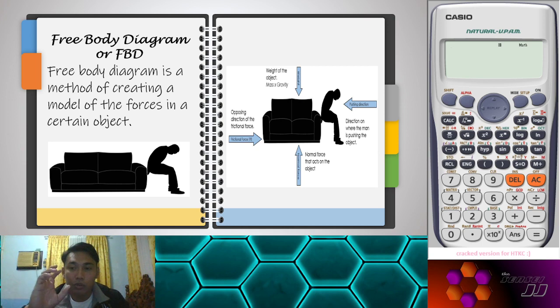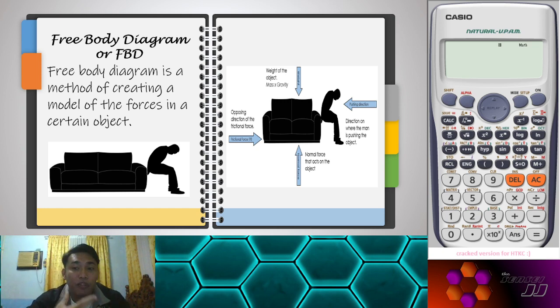The pushing action is what we also call the applied force, so that our sofa will move to the left. And as you can see, guys, we have one force going to the right and another force going upward. The force going to the right is what we call the frictional force. That is opposite of our applied force. If you remember, a while ago, when we talked about the applied force, the opposite of our applied force is our frictional force.